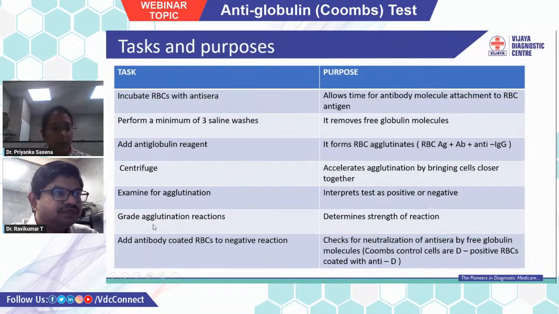So the degree of agglutination directly correlates with the degree of hemolysis in the patient. So grading is done to determine the strength of reaction. And antibody coated RBCs are added to negative reactions just to validate the test and to check for neutralization of antiserum by free globulin molecules.